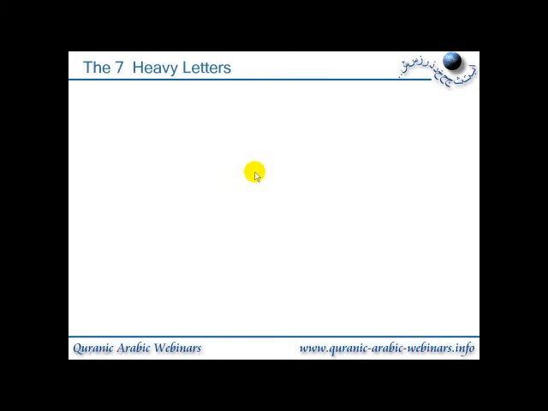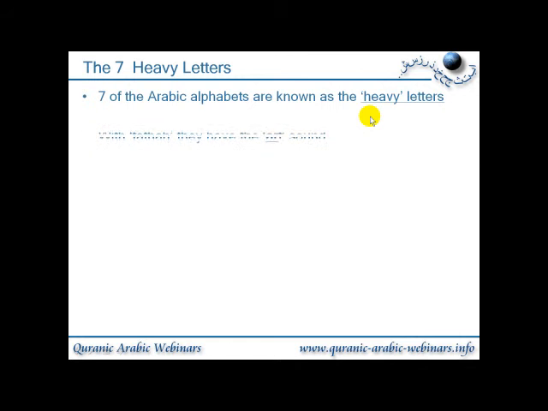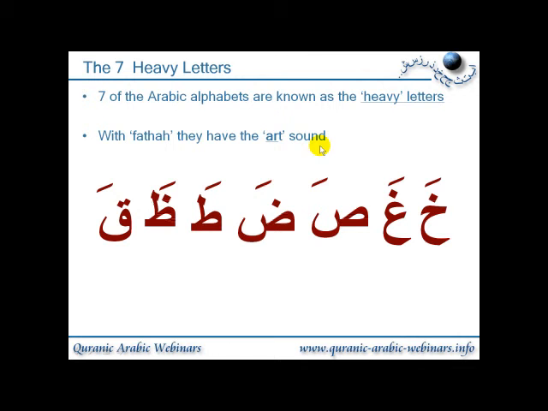The 7 heavy letters. Seven of the Arabic alphabet are known as the heavy letters. With Fathah, they have the R sound. Listen to these 7 letters being pronounced. Kha, Gha, Sa, Da, Ta, Dha, Qa.